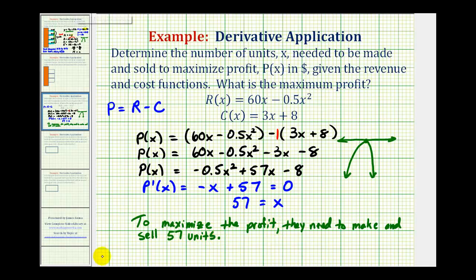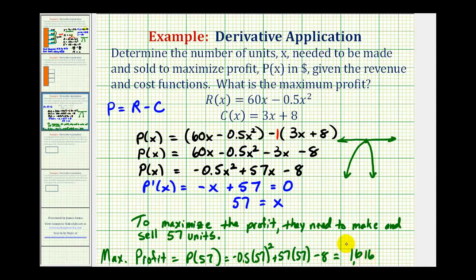Now we want to determine the maximum profit, which occurs when x equals 57, so the maximum profit would be equal to P of 57. So using one of these forms of the profit function, we'll substitute 57 for x. Let's go ahead and use this form here. So we'd have negative 0.5 times 57 squared plus 57 times 57, and then minus 8. And I've already evaluated this to save some time. This comes out to $1,616.50.